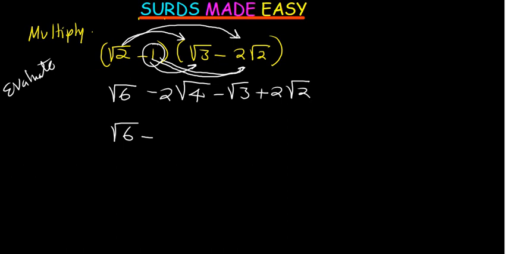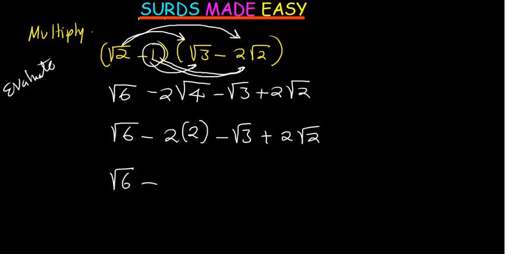Now, what's the square root of 4? Two. Say 2. So that would be 2 root 2 times 2. And then minus root 3 plus 2 root 2. So this would be root 6 minus 4 minus root 3 plus 2 root 2. This is going to be the answer.